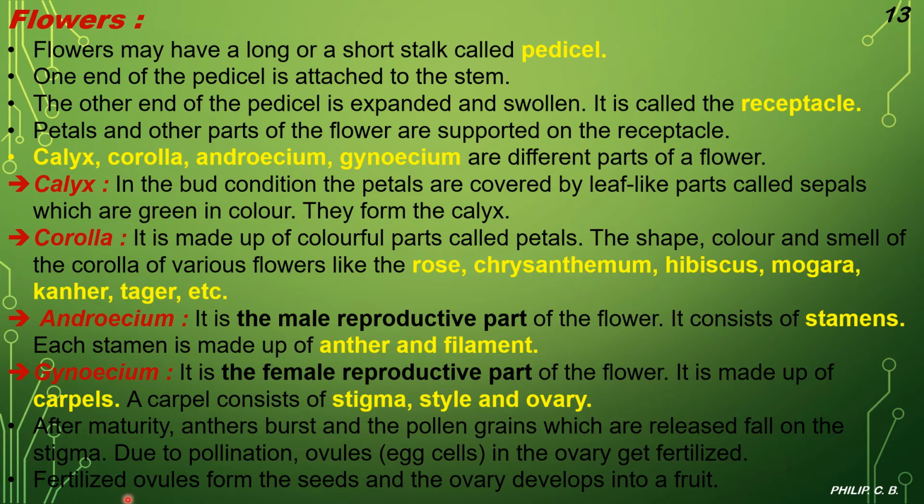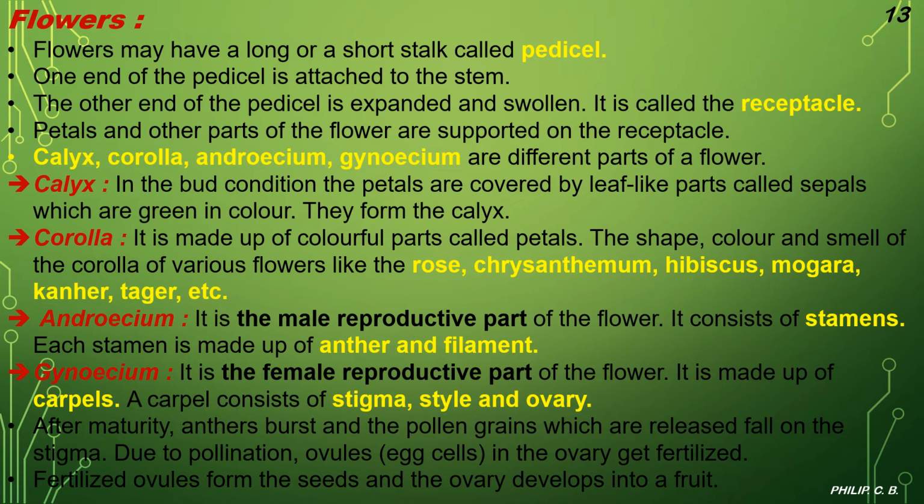Now next point, after maturity, anthers burst and pollen grains which are released fall on the stigma. Due to pollination, ovules or egg cells in the ovary get fertilized. How does this get pollinated? With the help of wind or even water, birds, insects like honeybees. They help in pollination, and because of pollination the ovules get fertilized. Now fertilized ovules form the seeds and the ovary develops into a fruit. So in this part, remember 4 terms in flowers: calyx, corolla, androecium, gynoecium.